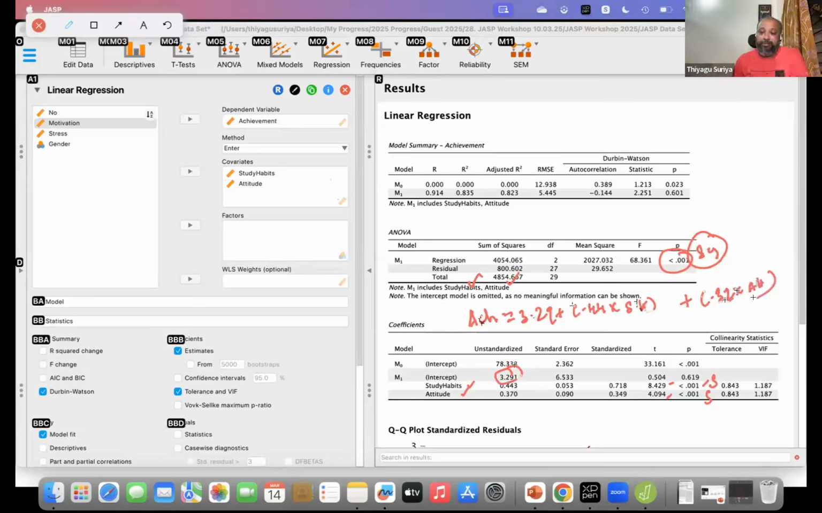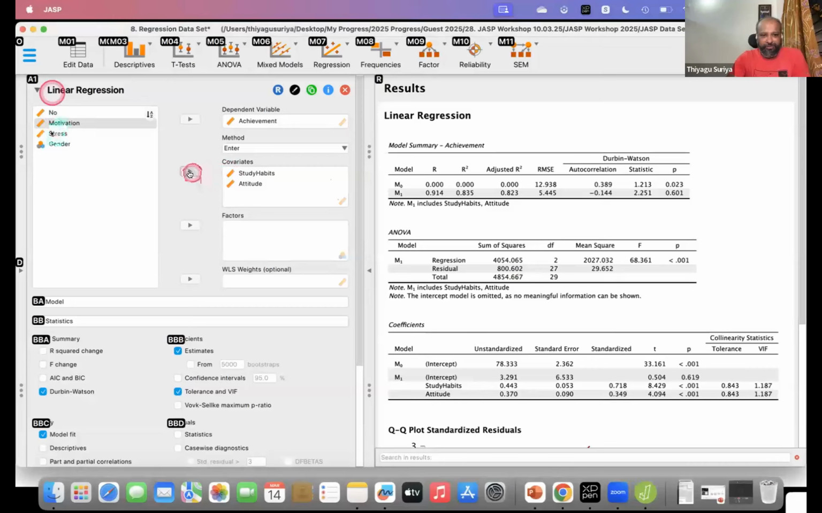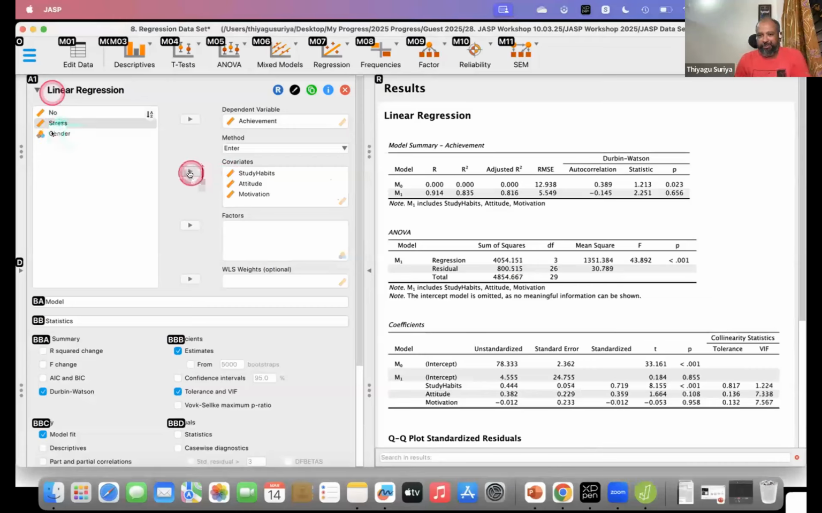Attitude. All right. I'm using the enter method. All stage I done it. I done it entirely, right? So I used the two variables in that stage. Now I'm adding the third one. You can see this, I'm adding a third variable, motivation. So I have the three variables now, right?